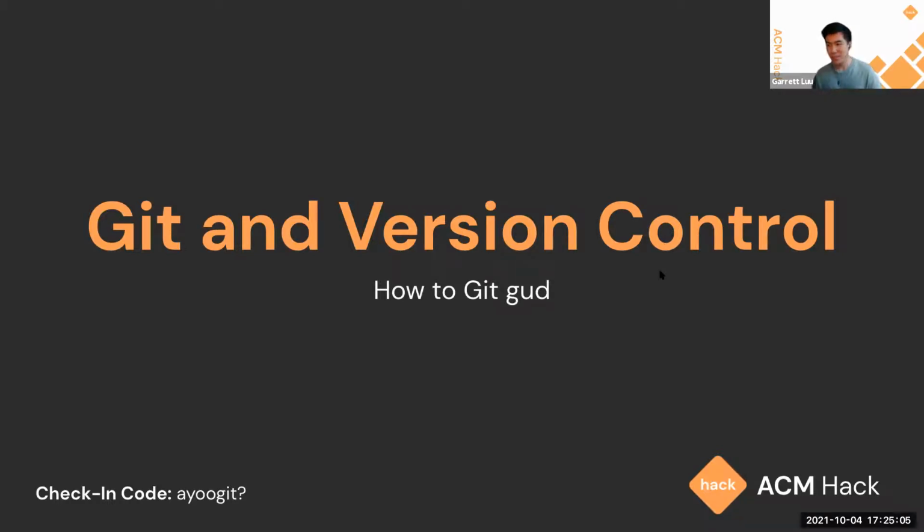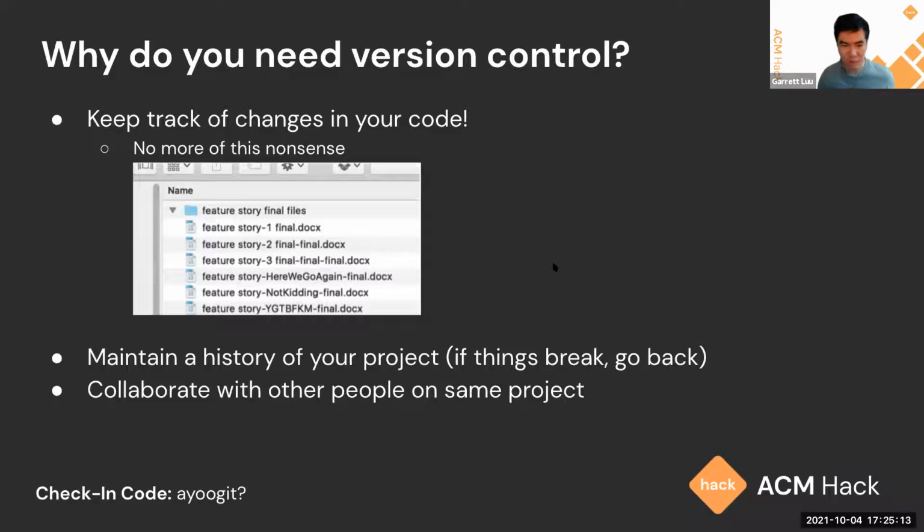Okay, so I'm going to be talking about Git and version control, aka how to get good. Right. So why do you need version control? For one, this is important for keeping track of changes in your code. So no more of this nonsense where you're renaming files and this is the final file. No, this is the real one. None of that, right? You just keep track of it all in one cohesive thing.